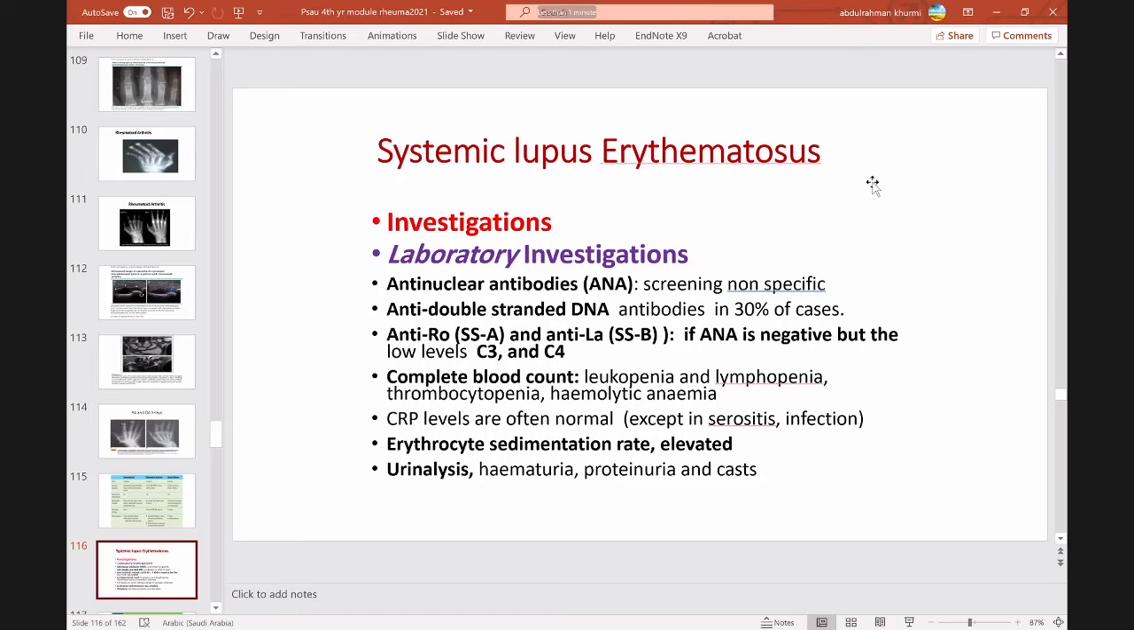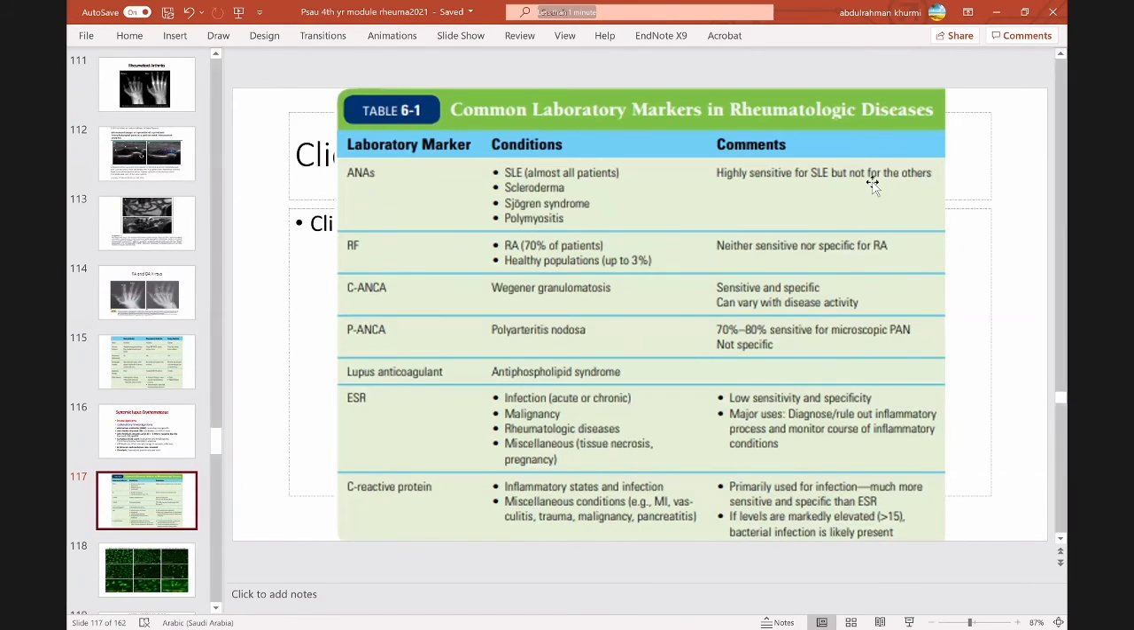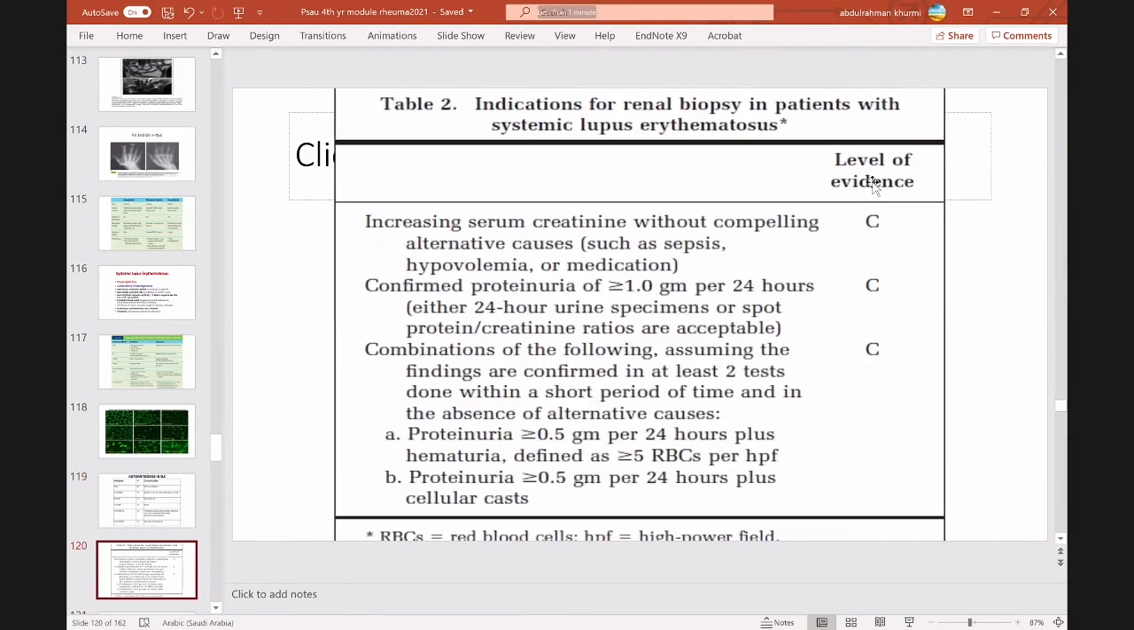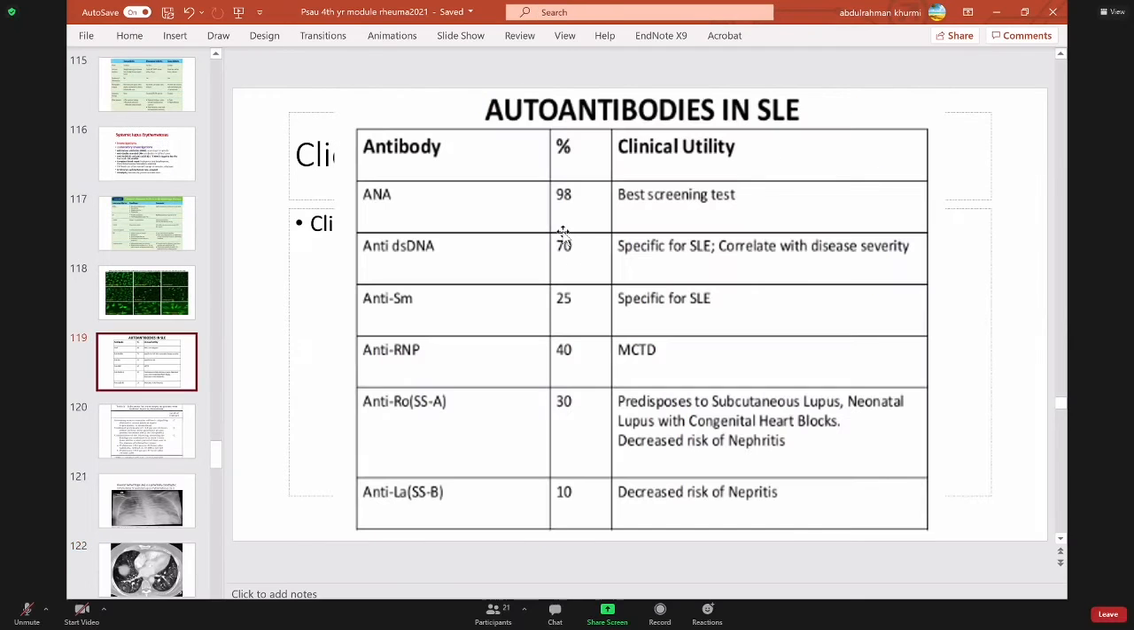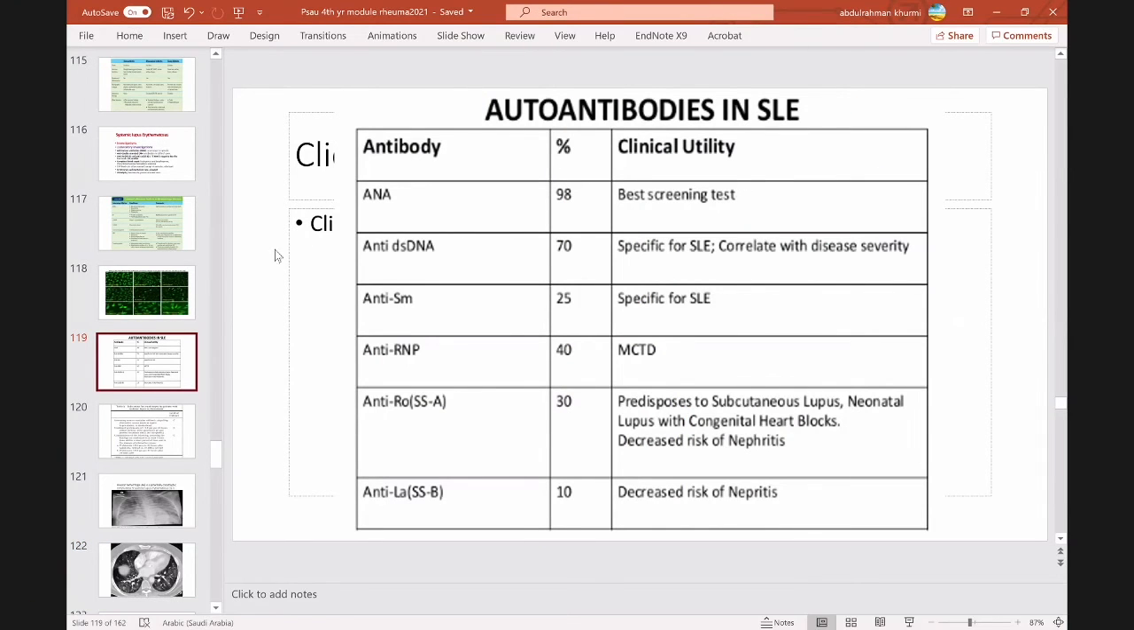If you suspect lupus nephritis, you need to do what? Kidney function test. And? CBC. No. Microscope, doctor, we see urine analysis. You need to do biopsy of the renal. 50% sensitivity. Okay?